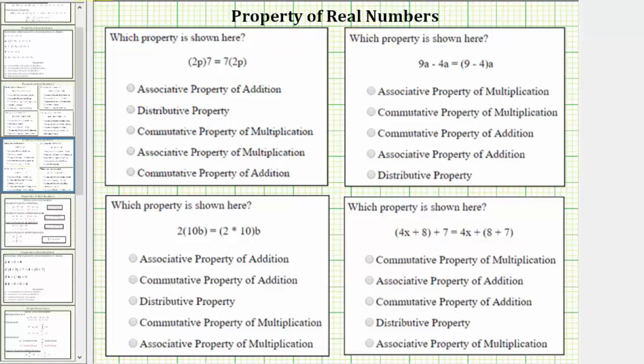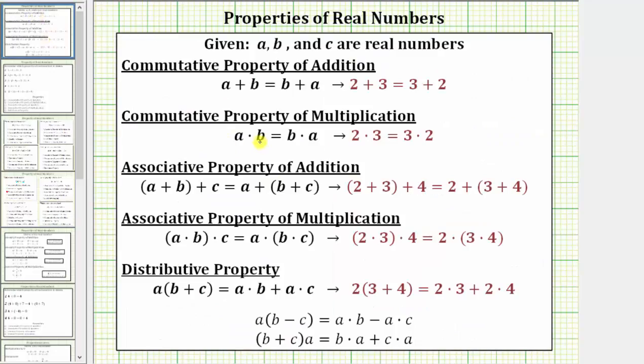In the first example, we have the quantity 2p times 7 equals 7 times the quantity 2p. Notice on both sides of the equation we have a product, but on the left side we have the quantity 2p times 7. On the right side we have 7 times the quantity 2p. The order of the multiplication has changed, which is the commutative property of multiplication. This is normally expressed more formally as a times b equals b times a.